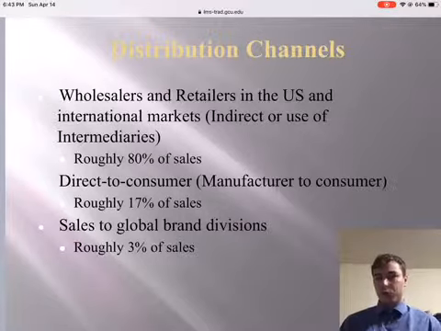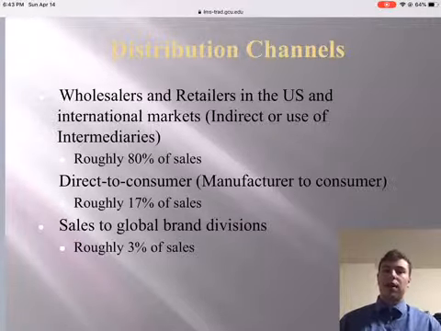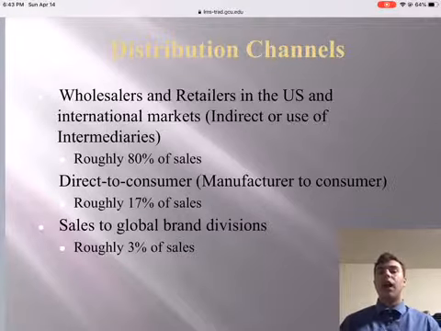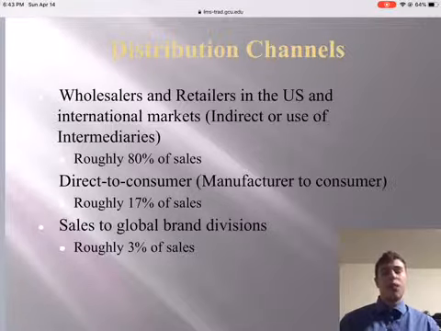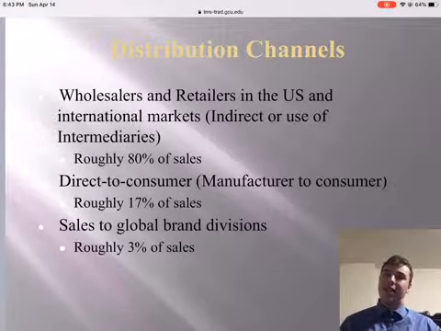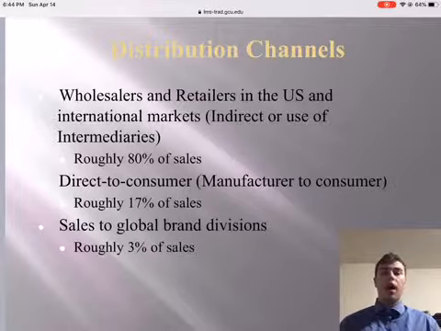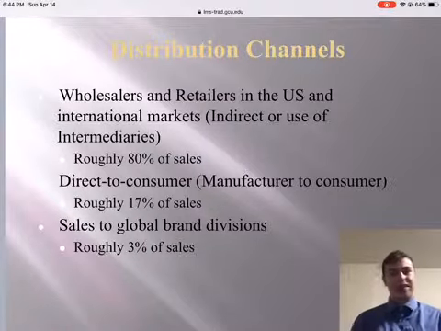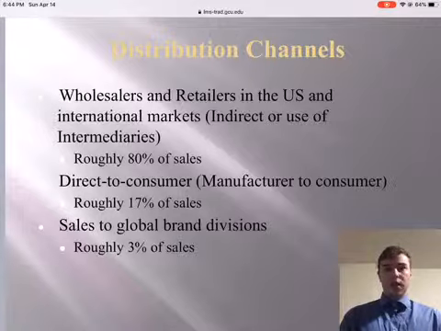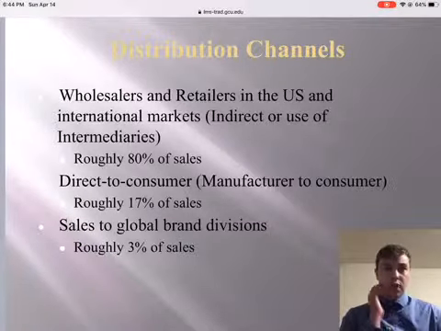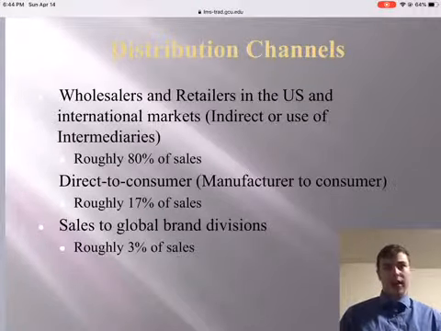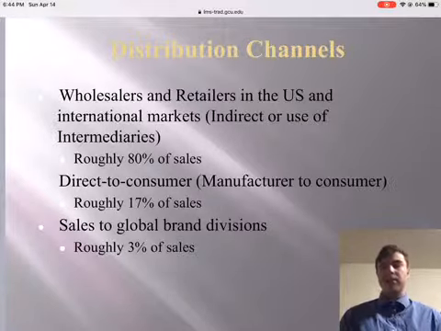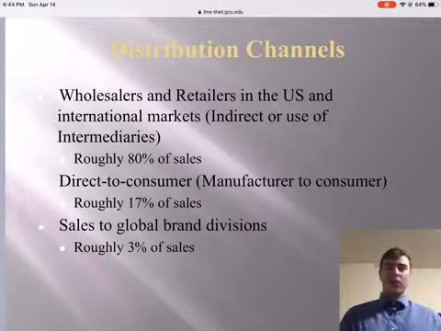Distribution channels. Nike primarily sells to wholesalers and retailers, and that's close to 80% of the sales. And this can be seen in stores like Dick's Sporting Goods or Champs, where they are not directly affiliated with Nike, but Nike is still selling them products. And then there's also the direct-to-consumer, which is where Nike sells hands-on, one-on-one to the consumer, not relying on intermediaries. So that's why it's direct. This can be seen in the Nike store or Nike.com or Nike Plus, different applications where Nike's selling directly.